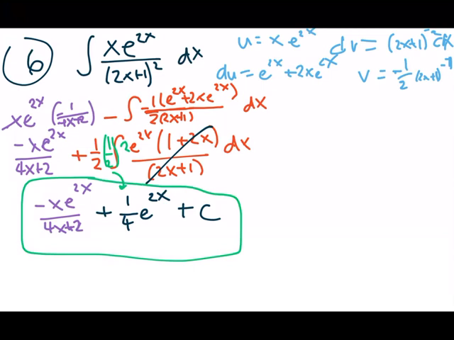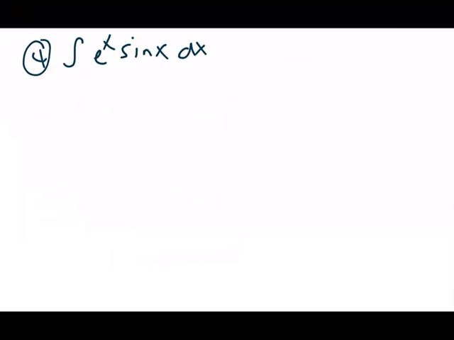Again, until you get really comfortable reversing the chain rule, it's possible you might have to show a few more steps than I showed here. All right, let's look back at number 4. I want you to define u to be sine of x and dv to be e to the x dx, and then I want you to set up the integral.